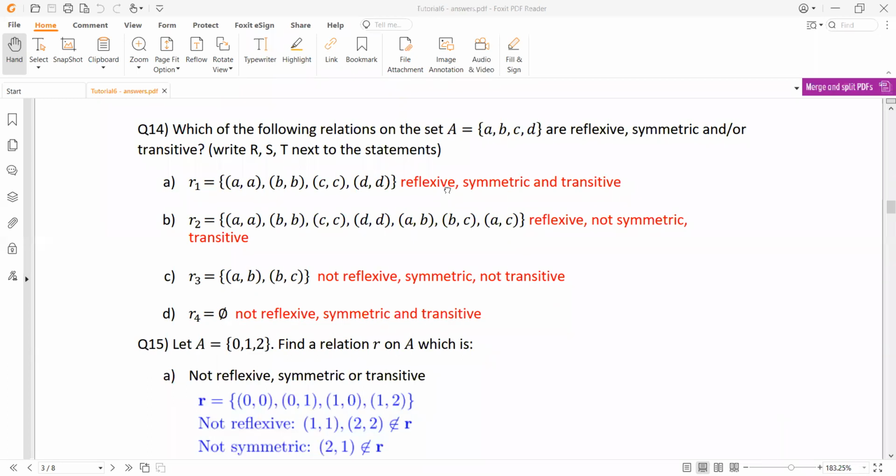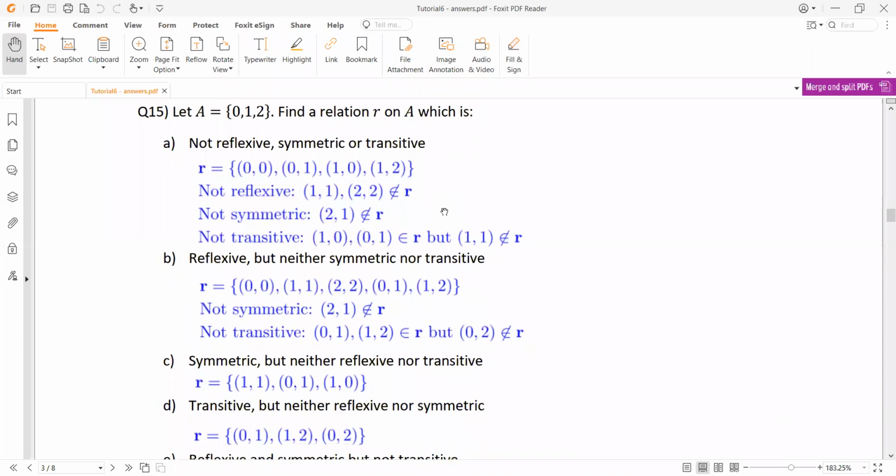Very good. So let's do question number 15. Given this set, find a relation R on A which is not reflexive, symmetric, and transitive. Not reflexive, okay, great. Don't add at least one of those: 0 with 0, 1 with 1, and 2 with 2. Missing one of those three elements will make the relation not reflexive.